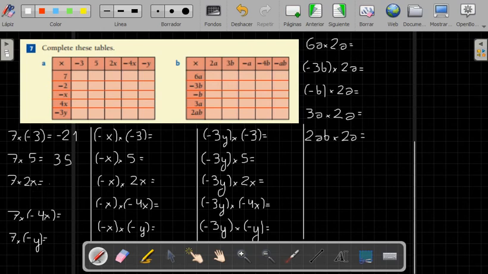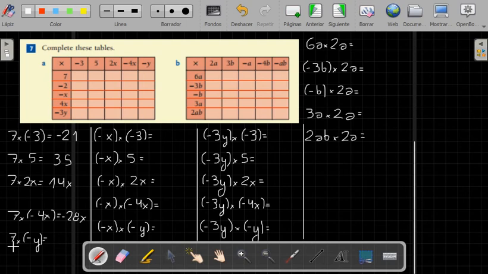7 times 2x is 14x. Remember, multiply the two numbers and just put the letter. Now, here we have positive multiplied by negative, it's negative, and 7 times 4 is 28. Since we have just one letter, x, we just write that letter, minus 28x.